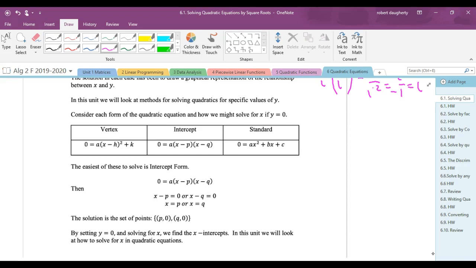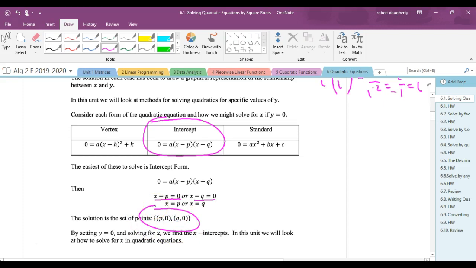So the easiest one to do is this guy right here, okay? If I set this intercept form equal to 0, I've got a number times a number times a number. If numbers multiply and my answer is 0, what do I know? Yeah, one of those numbers has to be 0. There's no way to multiply positive numbers and get 0. No way to multiply negative numbers and get 0. So in this one, if this thing equals 0, then one of these things has to be 0. So either x minus p is 0 or x minus q is 0. That means that x is p or x is q. So that tells me this is the solution when I set it equal to 0.